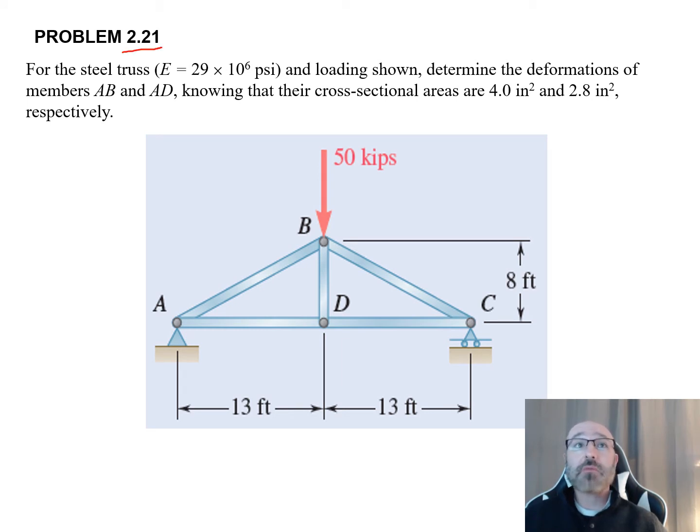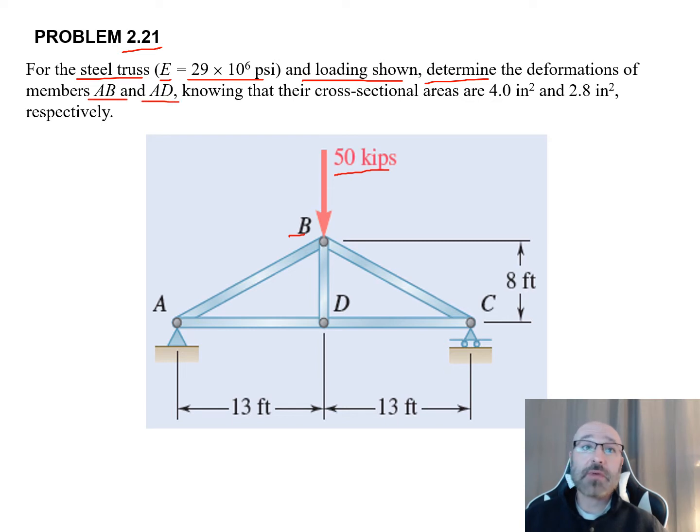Now in this problem we have a truss. They tell us it's a steel truss, and they also give us our modulus of elasticity, E equal to 29 times 10 to the 6 psi. We can see the loading shown below in our diagram. We have this 50 kips loaded at point B going straight down. From this information, they want us to determine the deformations of members AB and AD.